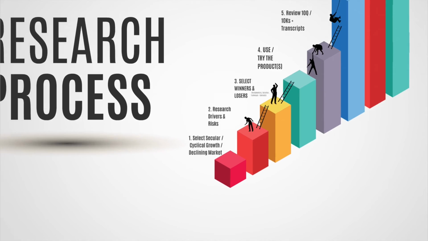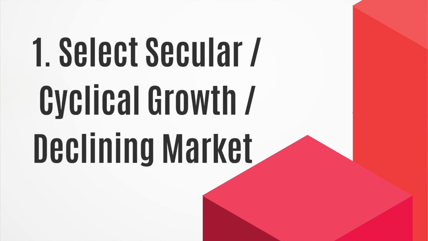Let me kick it off with step number 1. The first step is you select the secular growth sector or cyclical growth or declining market. What I mean by that is pick the sector you love from a high-level perspective. If you love Amazon Web Services and cloud computing, then start doing research on the cloud sector from a high-level perspective. Who are the players?